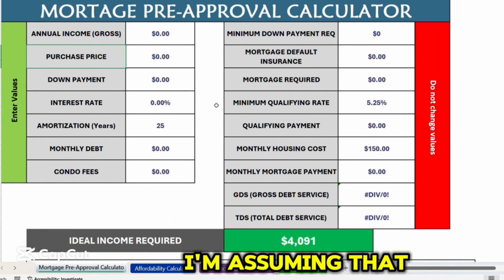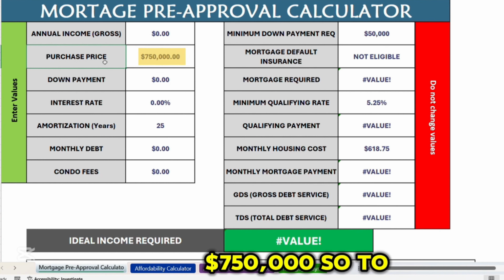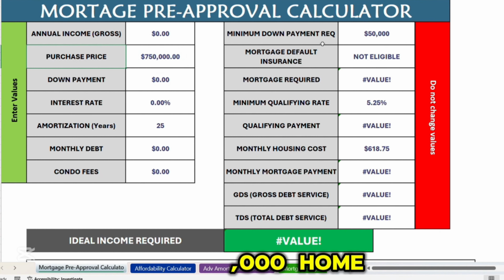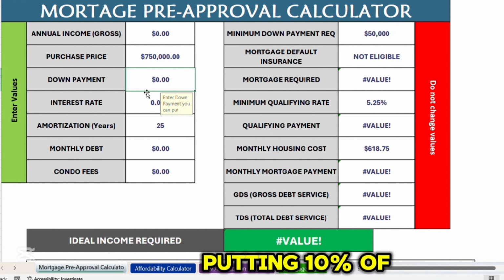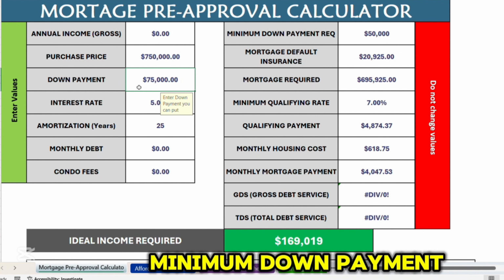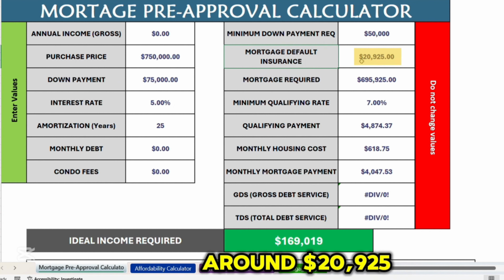In this case, I'm assuming that the purchase price of the home is $750,000. So to buy a $750,000 home, the minimum down payment required is $50,000. For this example, I'm assuming that we are putting 10% of the purchase price, that is $75,000. So on the basis of this minimum down payment, the mortgage default insurance would be around $20,925.